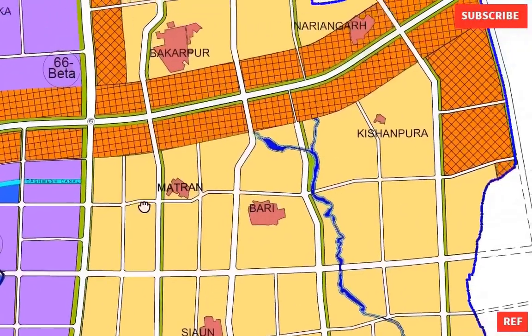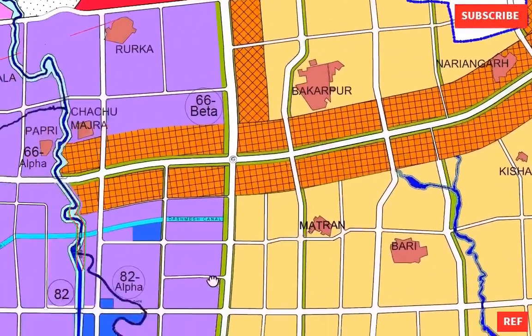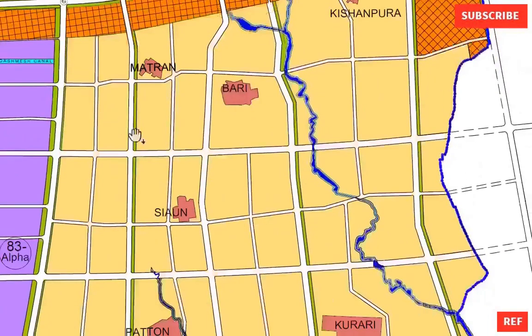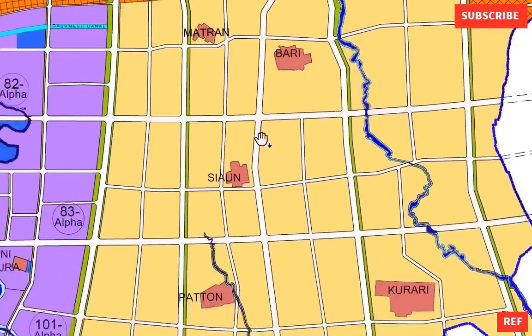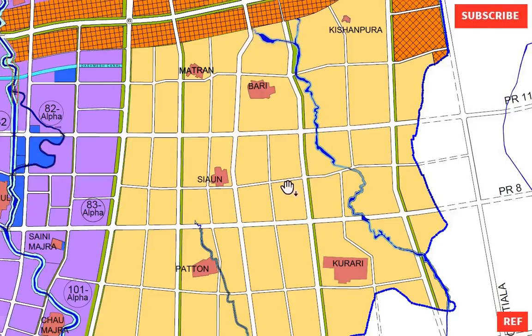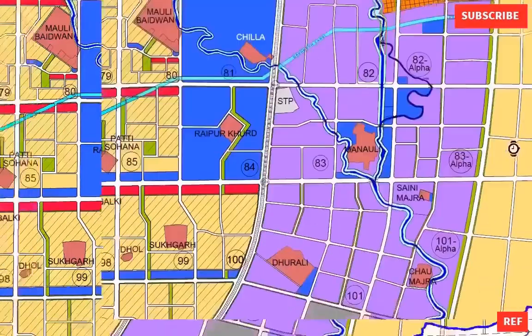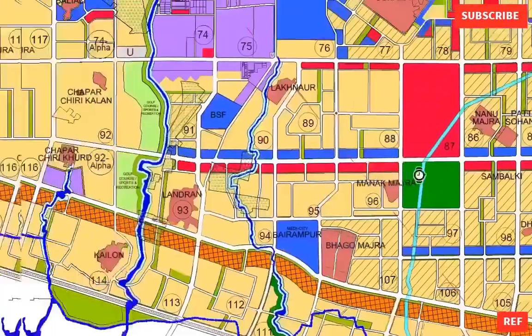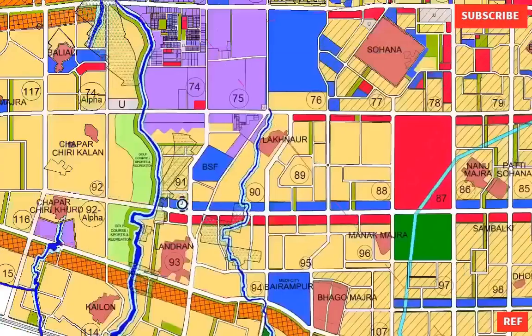In this video, we are going to see the master plan of SCS Nagar Mohali till the year 2031. Mohali is a well-planned city and a very important commercial center of Punjab. It is a municipal corporation of Punjab. The area of the city is divided into sectors, and the master plan shows sectors up to sector 127.